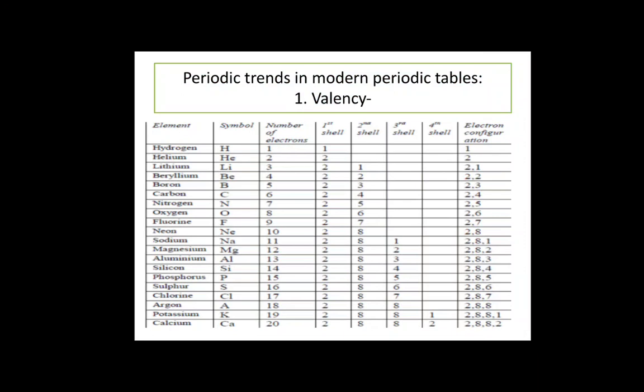Valency. The combining capacity of the element is known as valency. The atoms having 1, 2, 3 or 4 valence electrons normally lose these to the combining atoms and they show valencies 1, 2, 3 or 4. For example, sodium, which has atomic number 11, has electronic configuration 2, 8, 1. In the outermost shell of sodium, there is 1 electron, so the valency of sodium is 1.